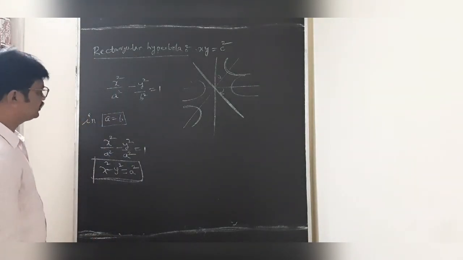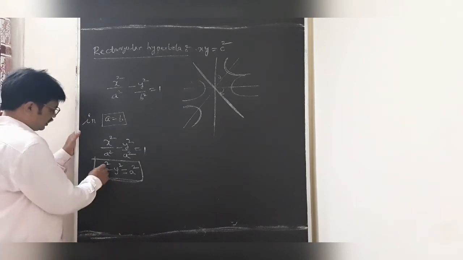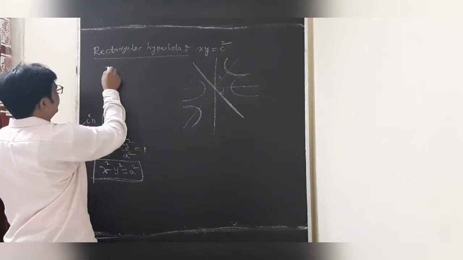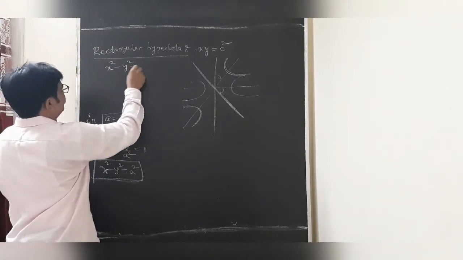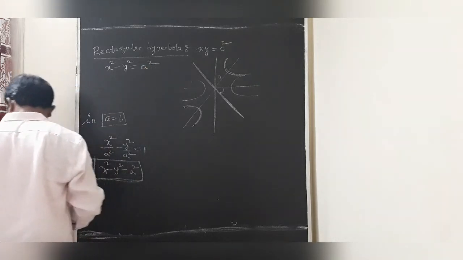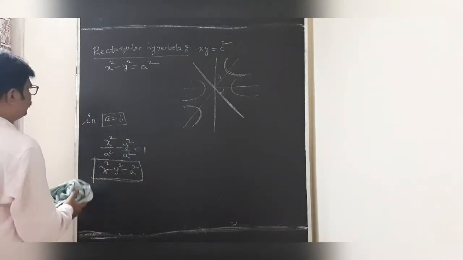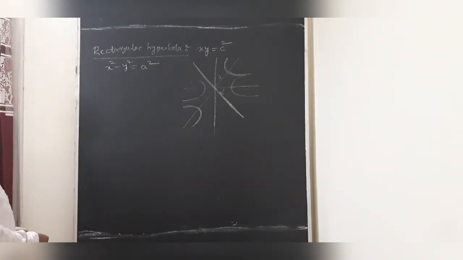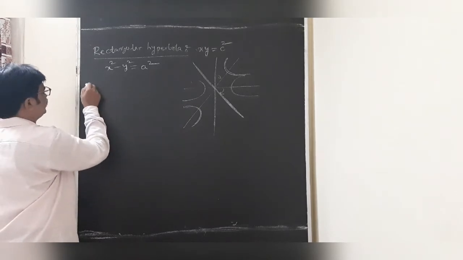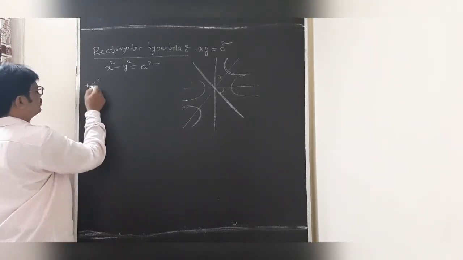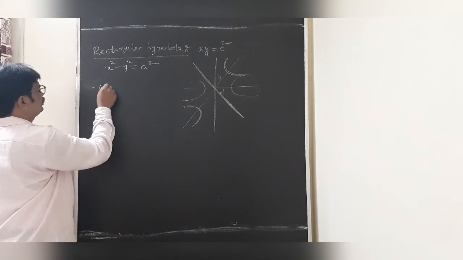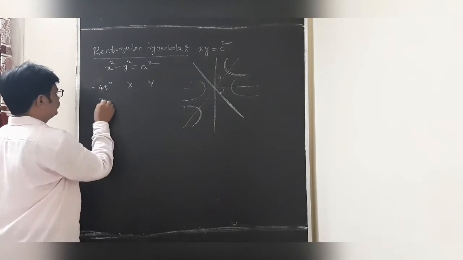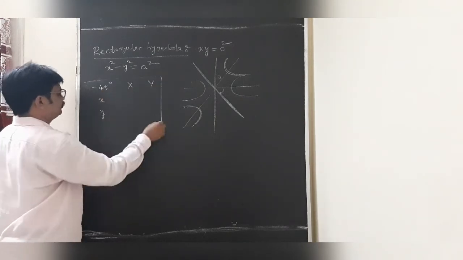Here the equation of the rectangular hyperbola, we know, is x square minus y square equal to a square. Now students, we rotate through an angle of 45 degrees in the clockwise sense. That means theta equals minus 45. This is capital X and capital Y, and this is small x and small y.